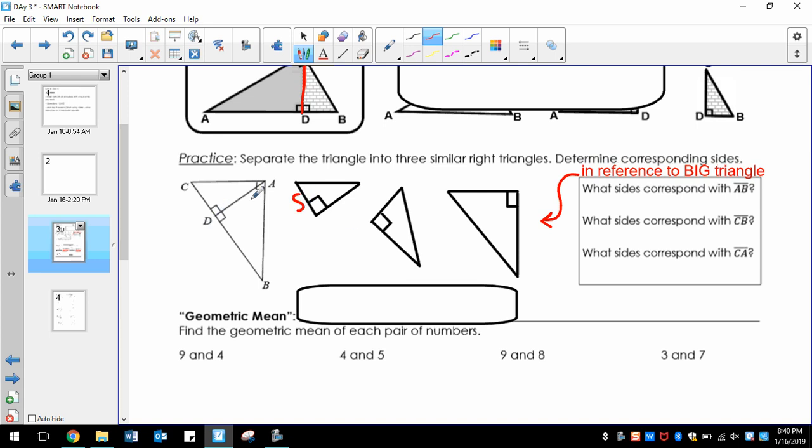There we go. In the medium triangle here, the short leg is AD. It's shorter than this one. You can kind of eyeball that. So that would be the side right here. And in the full triangle, the shortest side is CA on the top.